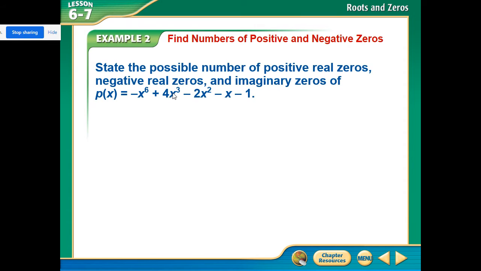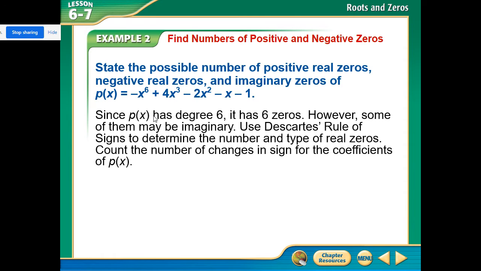All right, so here's a polynomial. It has degree 6, so we will have 6 zeros of varying different types. They could be real, they could be positive, they could be negative, whatever. Let's figure out how many are positive and how many are negative. To do this, I'm going to put in p of 1. Well, if I put 1 in here, I get -1, and then 4, and then -2, -1, and -1.